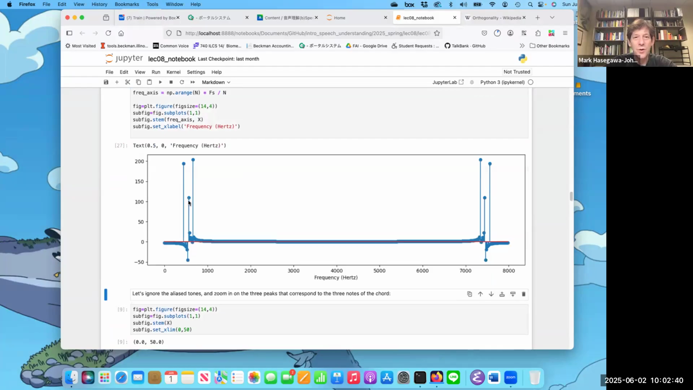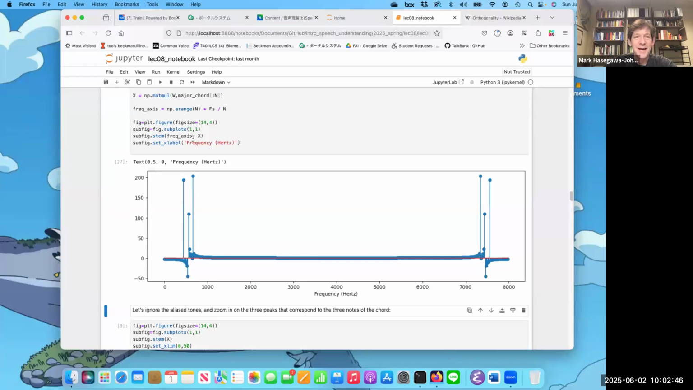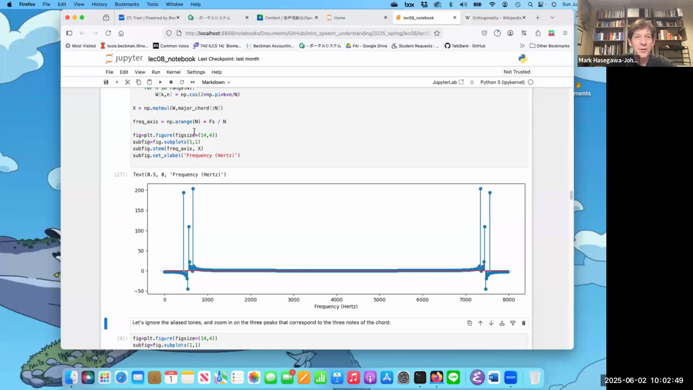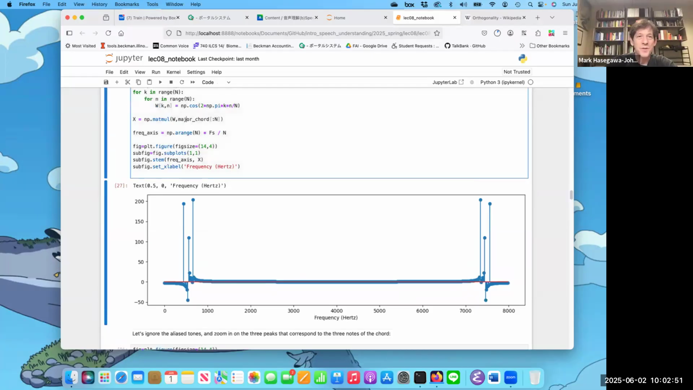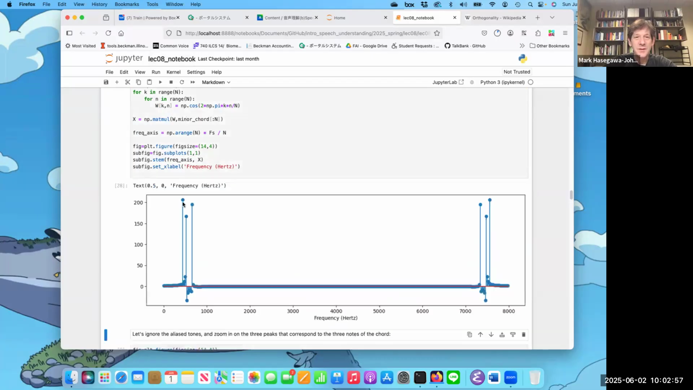Yeah, here's the major chord. So this middle note here is at 512 hertz. And if I plot the minor chord, then I get the same, A and E will be the same, but instead of a C, I'll get a B in the middle. So here's the A and the E, but the middle note is a B. And you can see that these are about the right frequencies, 440, 500, and around 600 hertz.